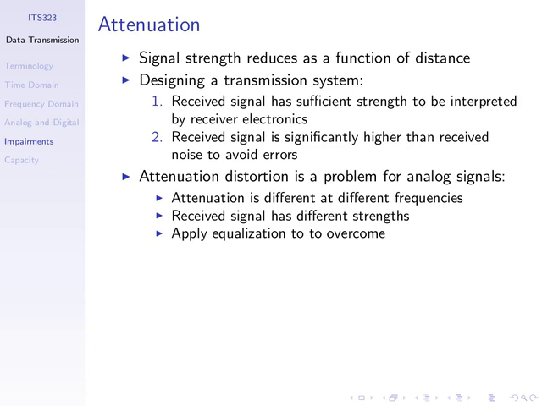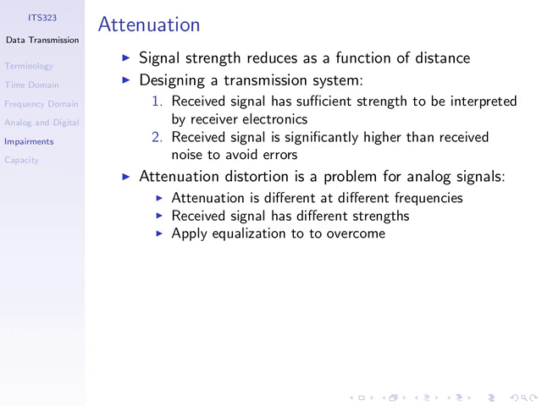Attenuation is present in all our signals that we transmit. The signal strength reduces as a function of distance. You transmit some signal with some strength at the transmitter. As it travels to the receiver, it gets weaker and weaker and weaker. So that's attenuation.